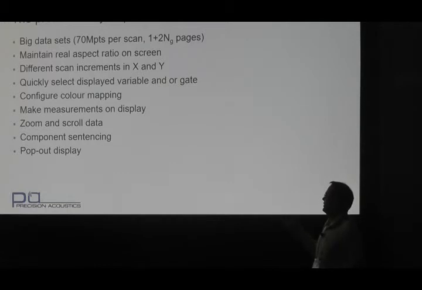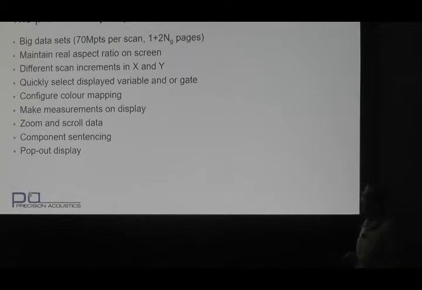They want to be able to quickly switch between the different maps. They want to be able to change the color scale, make measurements, zoom and scroll around, and then actually do sentencing, so where they'll do some pass-fail work, having measured the things that they found on the screen. And their favorite one is they wanted a pop-out display. I still don't know why.